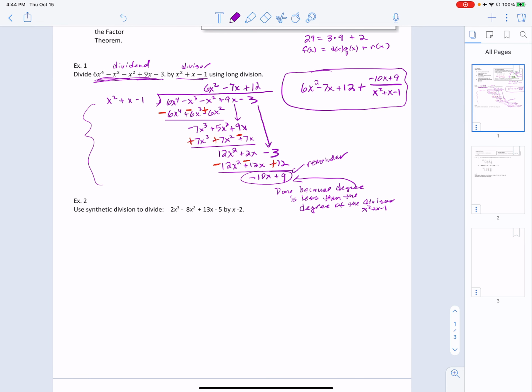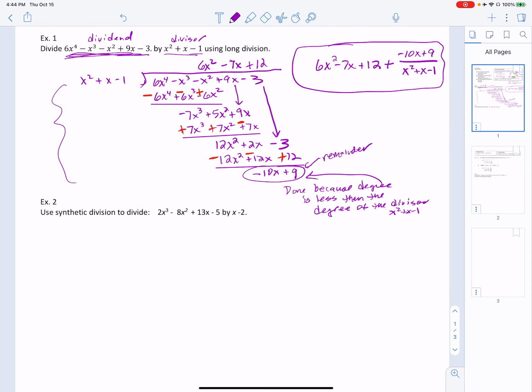So example 2, synthetic division. Right here, the divisor is x minus 2. And so a possible root is 2. It's kind of like if I took x minus 2 and said that was a possible 0, that would make the polynomial equal 0. And if I add 2 to both sides, x equals 2 would be your root.